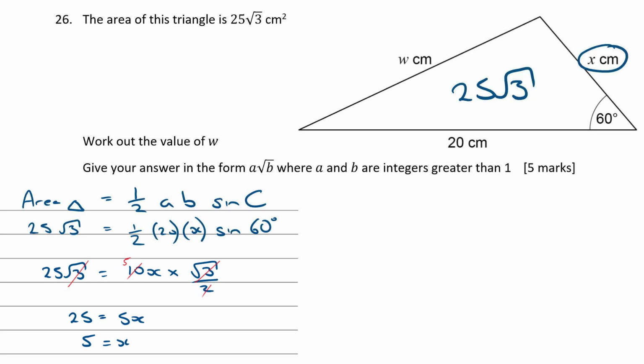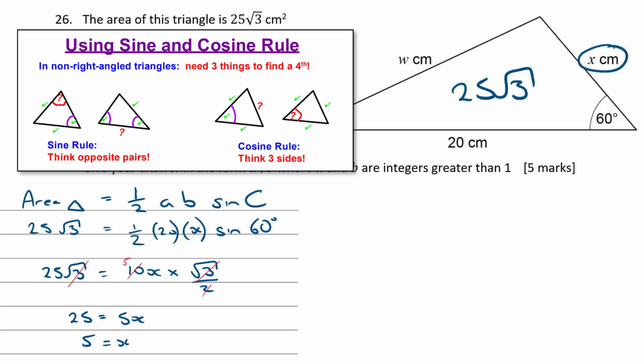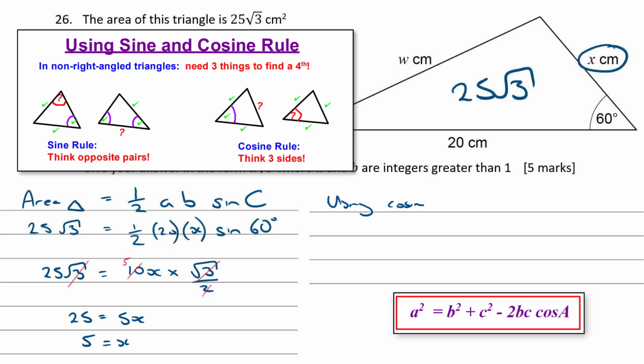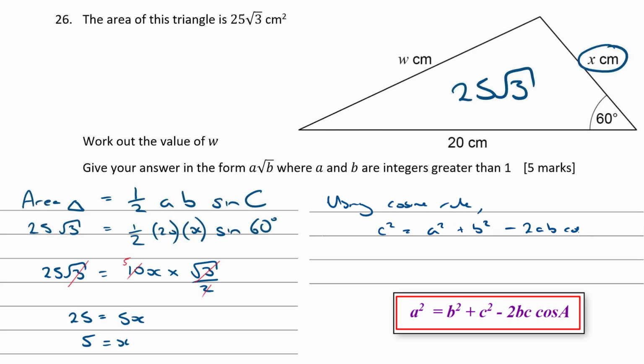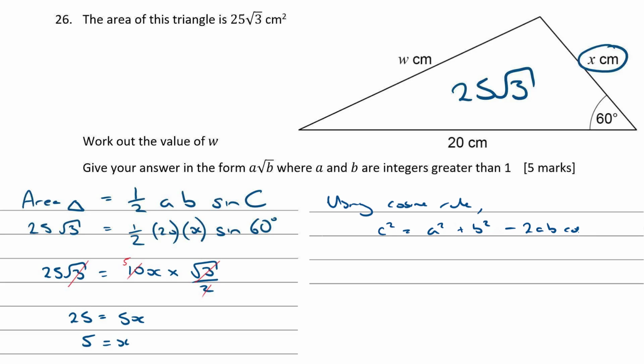Okay, so that's promising. So now coming back to my diagram, I know that x is equal to 5. So now I've got two sides and an included angle, and I want to find the third side. This looks like a job for the cosine rule. Using the cosine rule, what does the cosine rule say? It says c squared is equal to a squared plus b squared minus 2ab cos c. So it's a bit like the Pythagoras theorem with that extra little bit on the end.